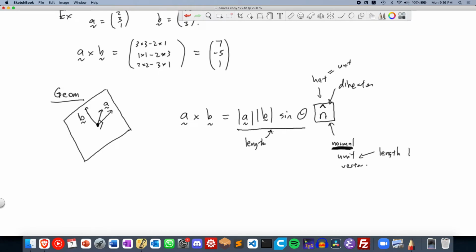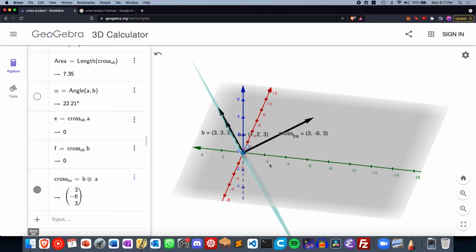So this is the length. So the length is the length of A times the length of B times the sine of the angle between them. So if the angle theta equals 90, then the length of the cross product is maximized.